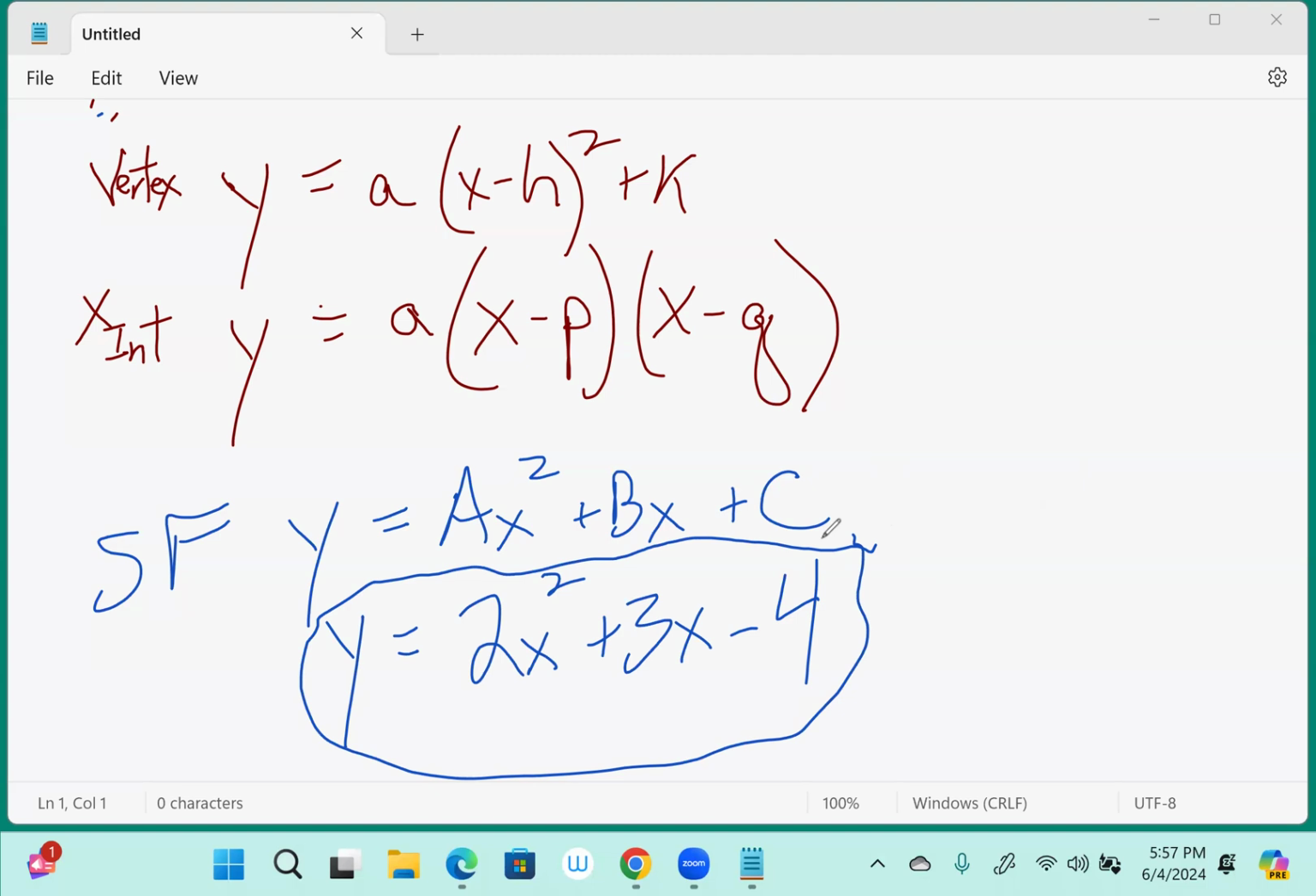Well, there's a relatively easy way to find the x coordinate of the vertex. And let me show you how to do that. And the way I write that is I write vertex sub x. This is going to give us the x coordinate only of the vertex. And that's always minus b over 2a.